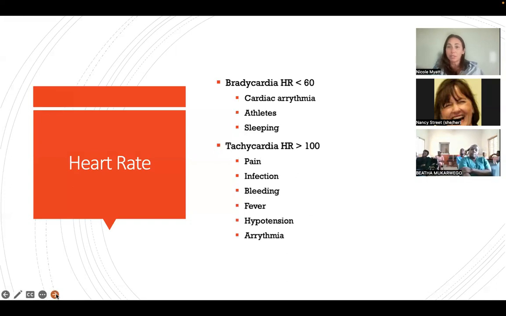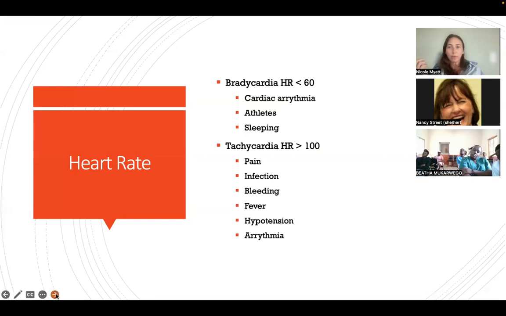So oftentimes you'll see people that are runners or people that are very active have a heart rate that's lower, like sometimes between 40 and 60. And this is normal for them because your heart is so efficient. It's able to pump out enough blood with each beat that it doesn't need to beat as fast. So you don't need to really be worried if somebody's heart rate is less than 60.